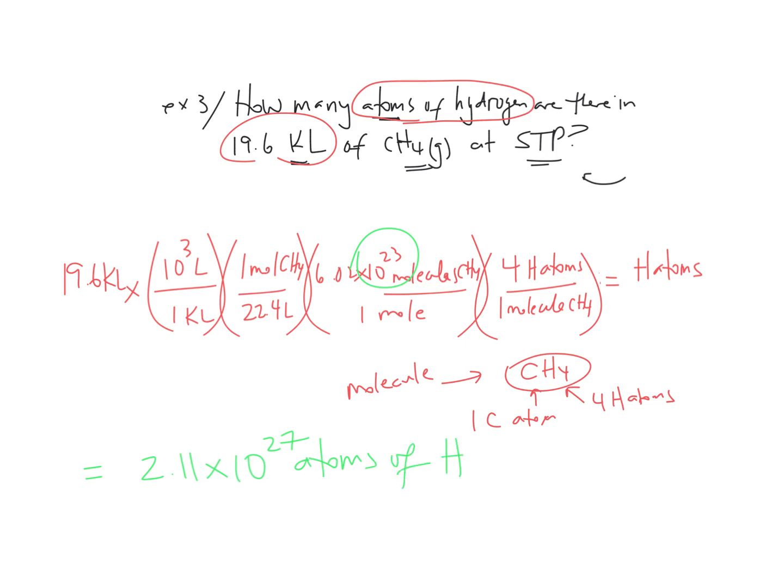hydrogen. Okay? And you should ask yourself, does this make sense? Are you expecting a humongous number like this? Yes, of course you are, because atoms are very small, and so if you have any measurable amount of them at all, which you do, 19.6 kiloliters is a heck of a lot. You're expecting there to be a massive amount of hydrogen atoms, which there is in this case. Okay? So hopefully you find this helpful. Do lots of practice on this.